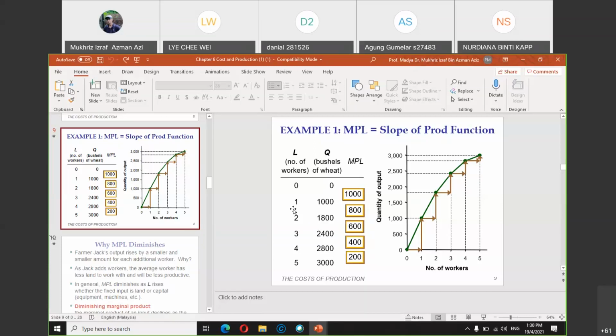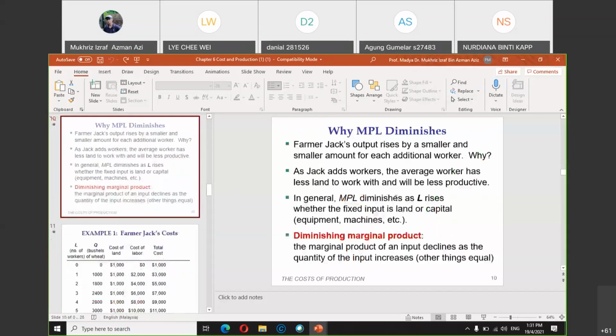So by increasing the number of labor in the same area of work, let's say in one piece of land or in one shop, when you keep on hiring more and more workers, actually in economics, you need to know when you need to stop hiring workers. Because if your marginal product keeps on declining and declining, that is one of the easiest ways to explain why MPL declines.